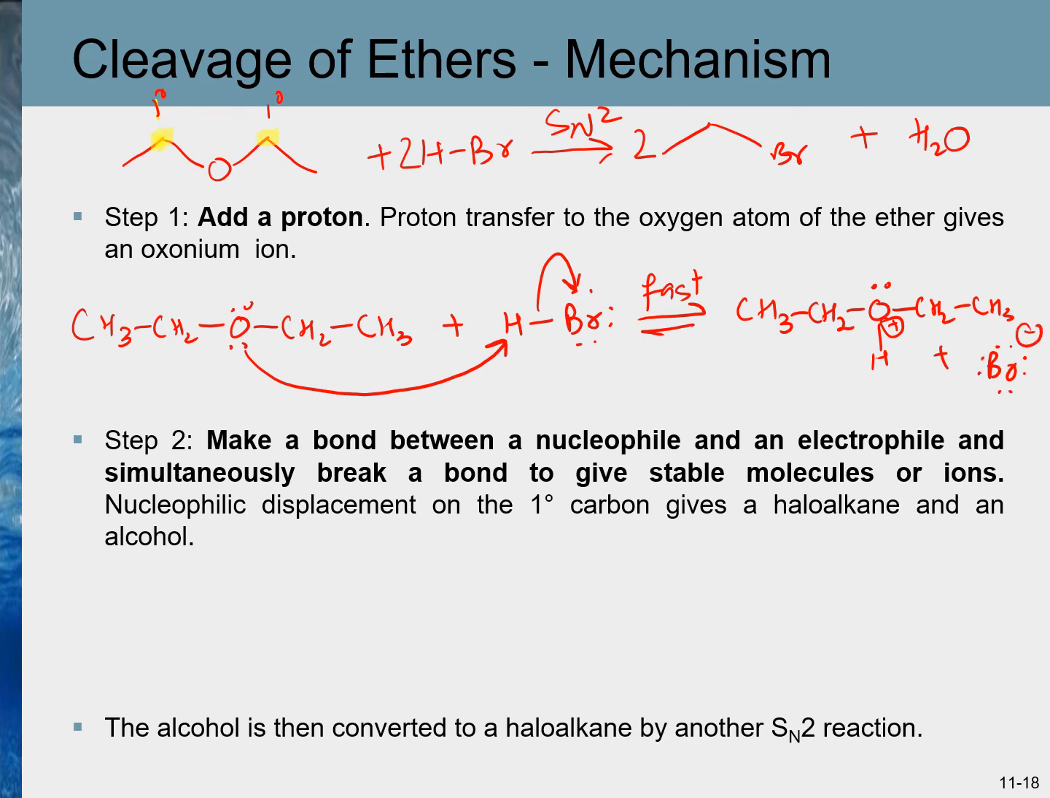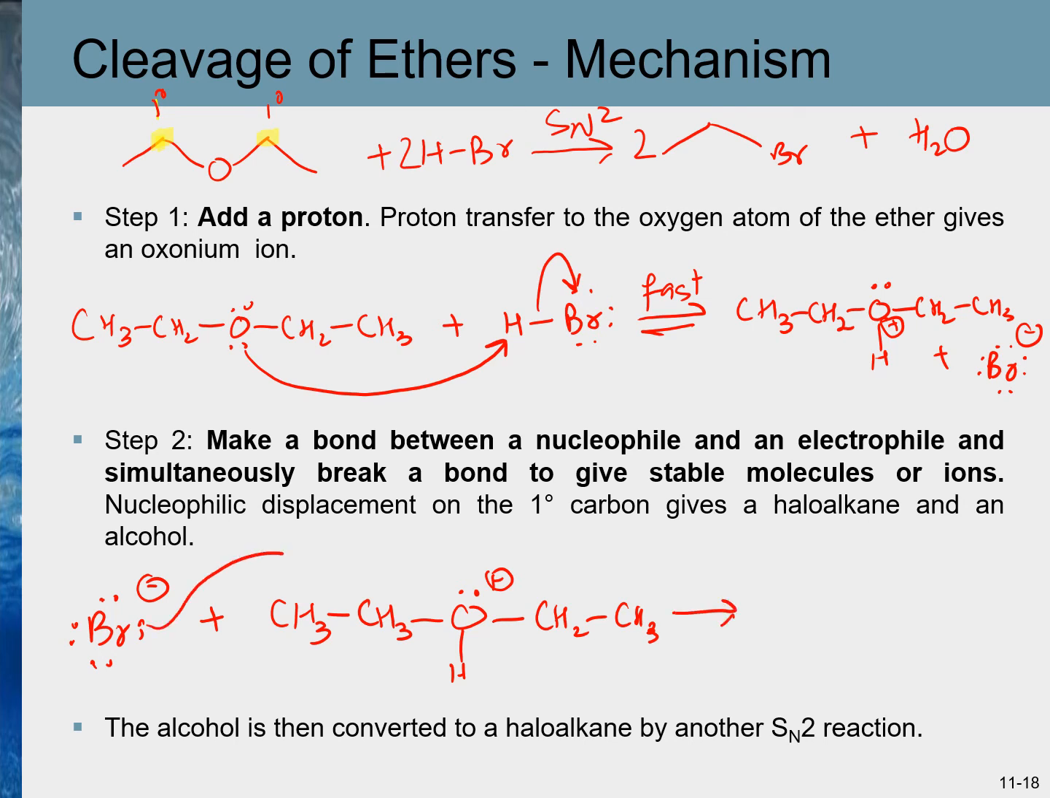In the second step, halide ion will act as a nucleophile, and it will attack the oxonium ion which was generated in the previous step, and this nucleophilic attack will result in formation of an alkyl halide and an alcohol molecule. Because this reaction is SN2, this is a backside attack.